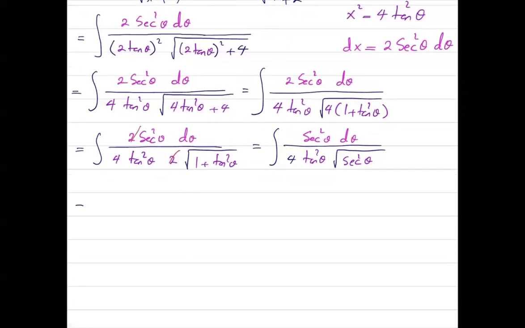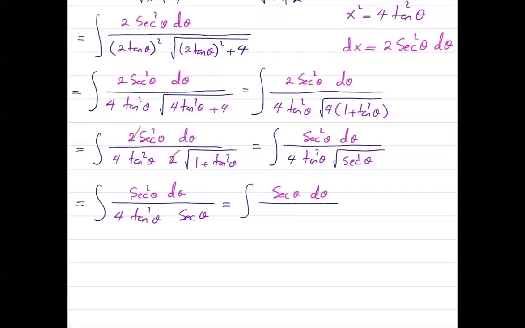Very good. This is the integral of secant squared of theta d theta divided by 4 times tangent of theta multiplied by itself, so you have tangent squared, and then you have the square root of secant squared, which is secant of theta. Well, of course, we can cancel out secant and secant squared. This in turn can be written as the integral of secant theta d theta divided by 4 times tangent squared of theta.